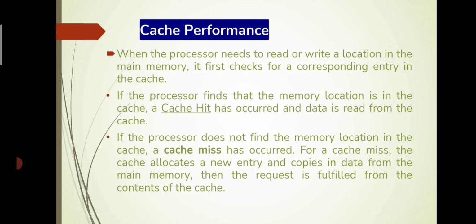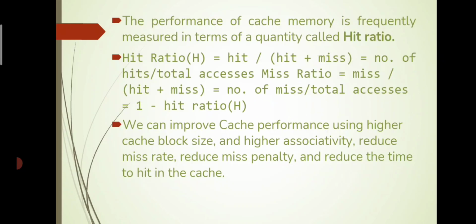Cache performance. When the processor needs to read or write a location in the main memory, it first checks the corresponding entry in the cache. If the processor finds that the memory location is in the cache, a cache hit has occurred and data is read from the cache. If the processor does not find the memory location in the cache, a cache miss has occurred. For a cache miss, the cache allocates a new entry and copies data from the main memory. Then the request is fulfilled from the contents of the cache.